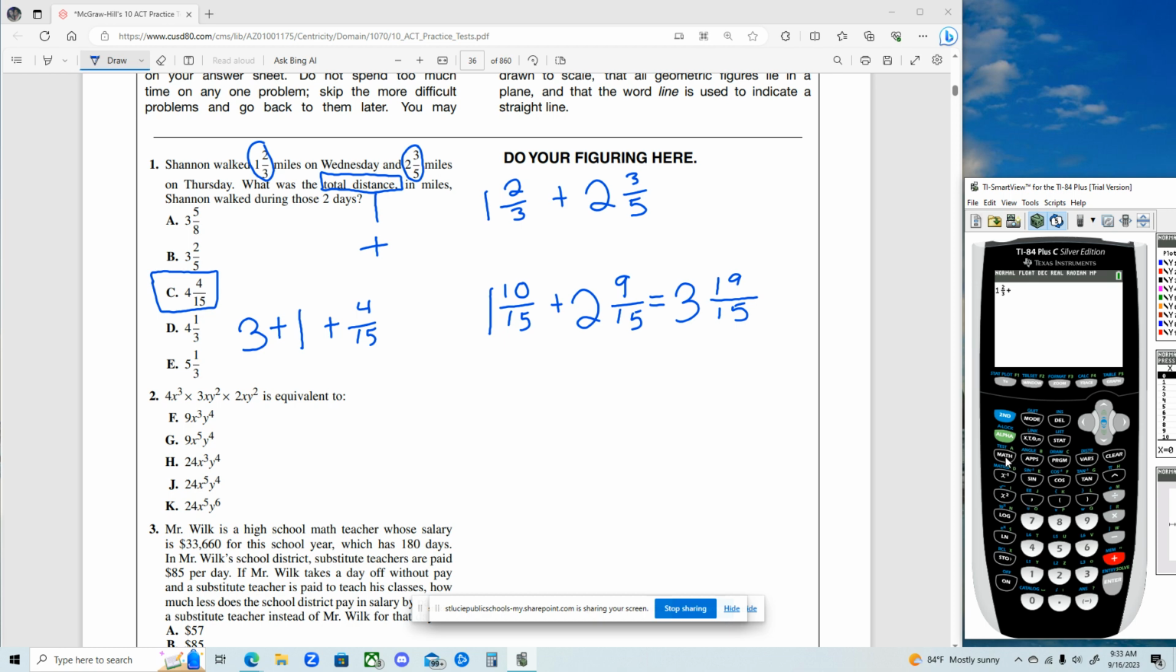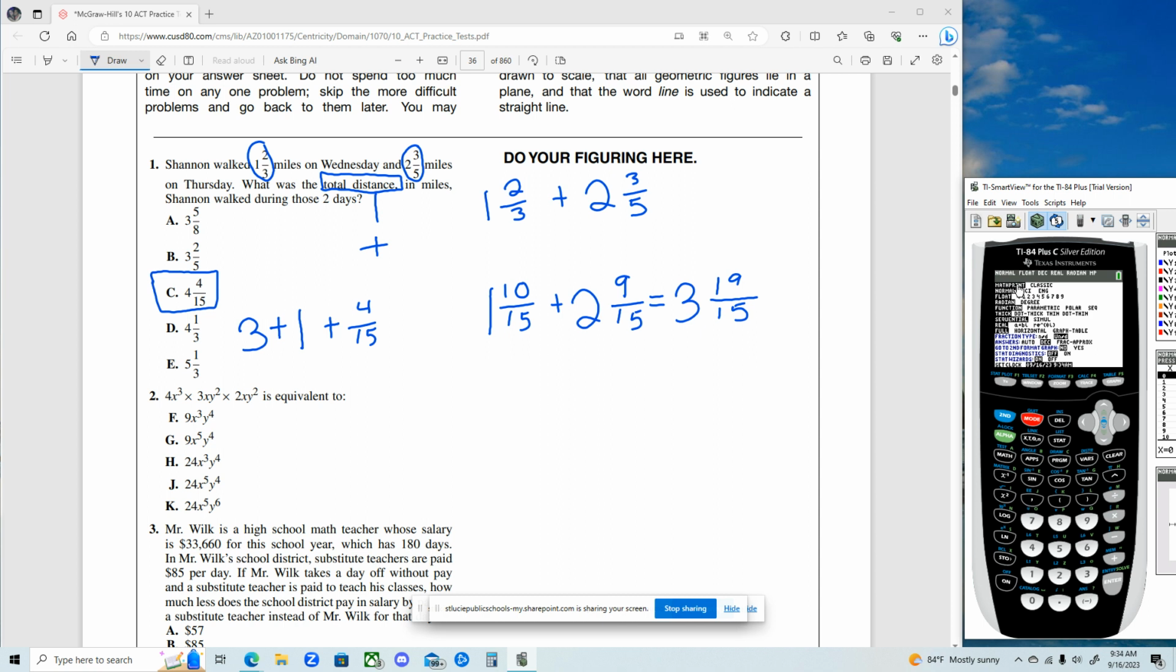So again, I'm going to click my math button and put that into unit numerator denominator mode. 2 and 3/5. Enter, and it's giving me a decimal answer. So when that happens, I gotta go here to the mode button so that I can find my answer.